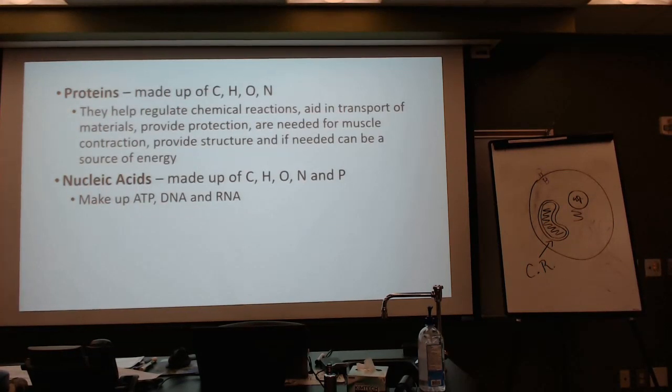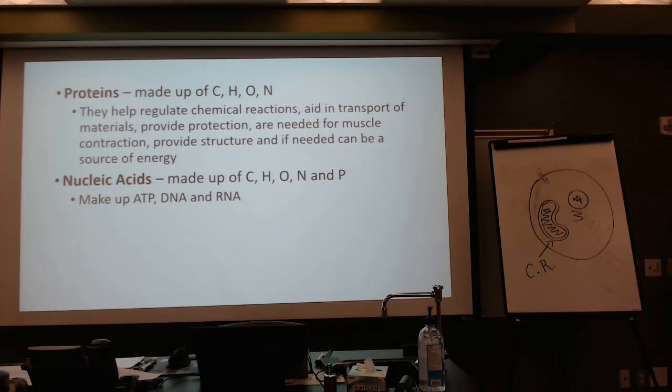We have our proteins. Proteins are made up of a bunch of carbon, hydrogen, oxygen, and nitrogen. At any point in time, you are roughly 50% proteins. Proteins function in a lot of different ways within the body. They're going to help regulate those chemical reactions, acting, for example, as a catalyst.